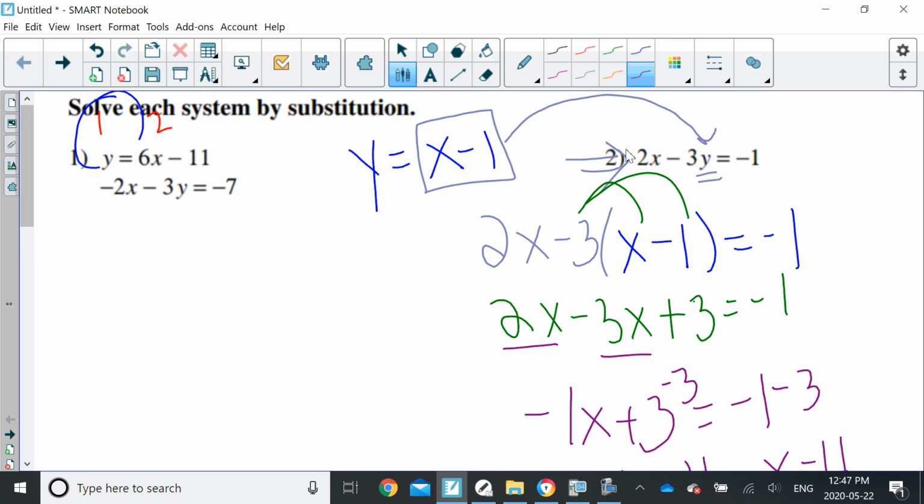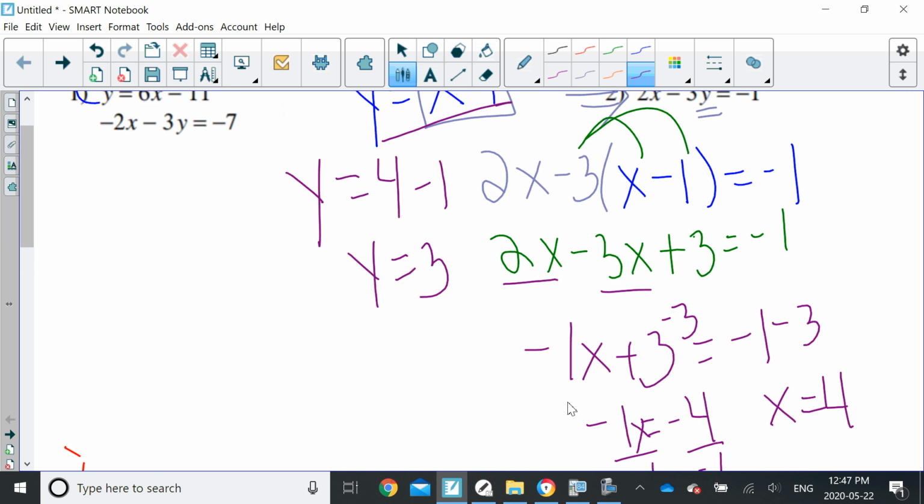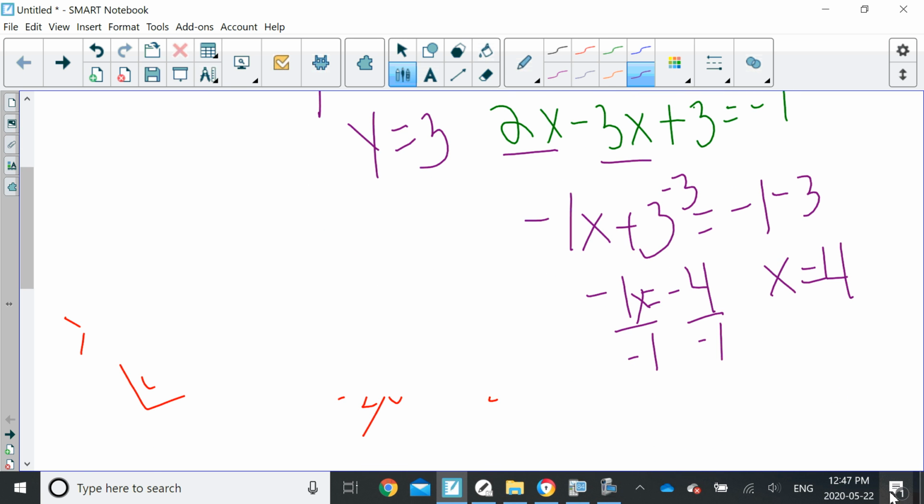Go back up. You've got to plug that in either here or here. It really doesn't matter which one. You'd actually get the exact same y value no matter which system you chose. But look at this, I'm going to pick this one. I want to know what y equals, so I'm going to plug in 4 here. Y is equal to x, which I just calculated to be 4, minus 1. Y is equal to 3. Done. Mrs. King wants her answer as an ordered pair, so let's give it to her as an ordered pair: 4, comma 3, box, box, box.